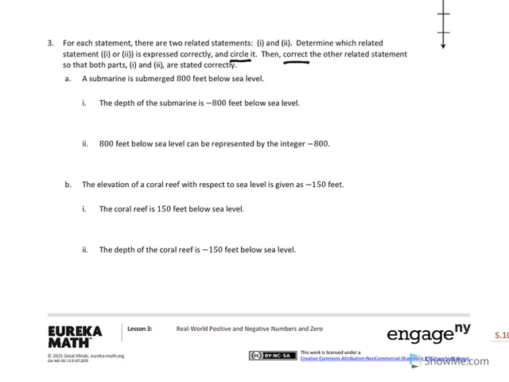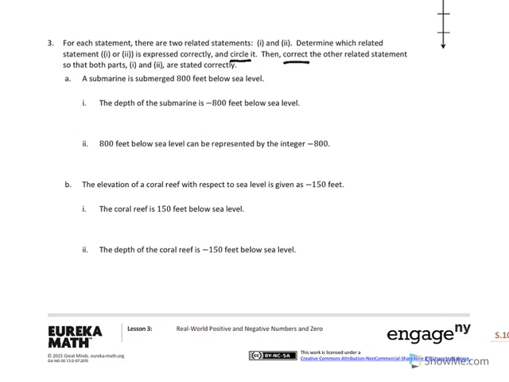A submarine is submerged 800 feet below sea level. Now, we did this in just yesterday's lesson, the last lesson. So, a submarine is submerged 800 feet below sea level. The depth of the submarine is negative 800 feet below sea level. And the other one says, 800 feet below sea level can be represented by the integer negative 800.